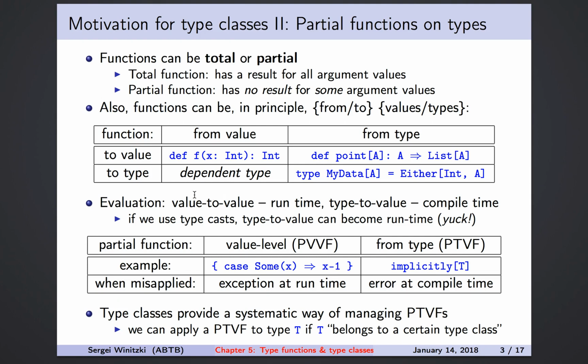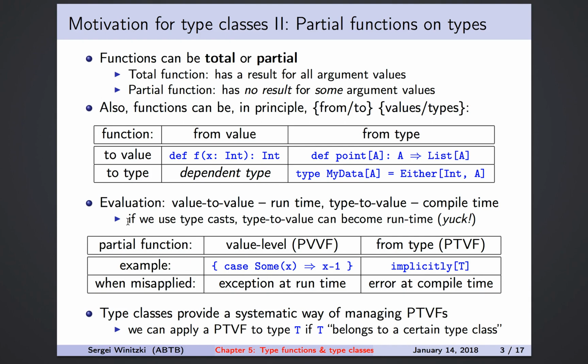Now consider how these functions are being evaluated. The value to value functions are evaluated at runtime. Type to value functions are evaluated at compile time, because you cannot really call these functions without specifying a type parameter. And that is evaluated at compile time. The compiler will know that you're calling this function with string here, say, instead of a. And that would be known at compile time as you write your code.